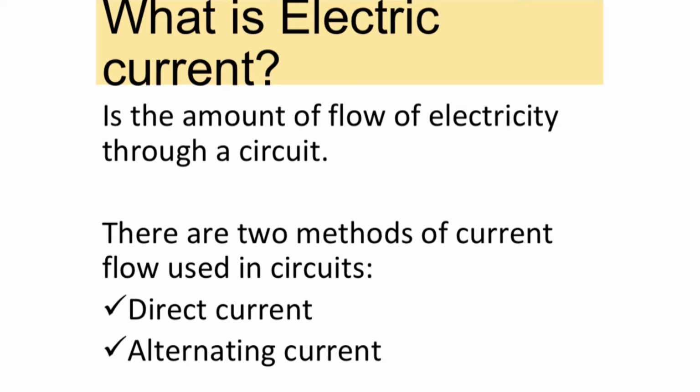Then we're going to look at what we mean by electric current. Remember, electric current is also a concept of electricity. An electric current is the amount of flow of electricity through a circuit. Therefore, we have 2 methods of current flow used in a circuit: direct current, which is DC, and alternating current. Now I want us to discuss these 2 methods of current flow.